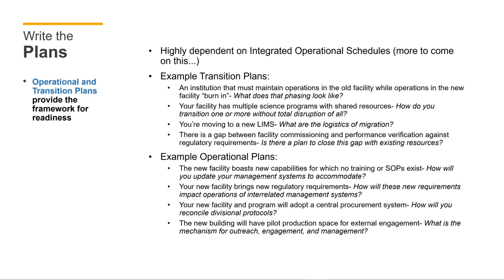The new facility and program is going to adopt a central procurement system. This is no more, you know, there are three academic departments in one building and they all have their own procurement. We have found that's highly inefficient. Let's just do this at the entity or the institute level. How are you going to reconcile divisional protocols?